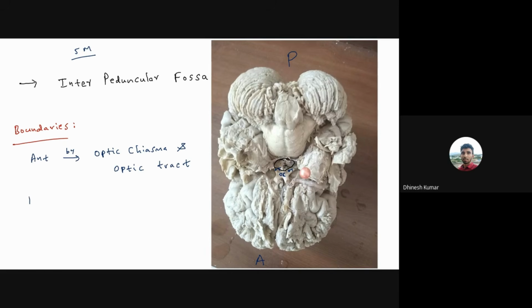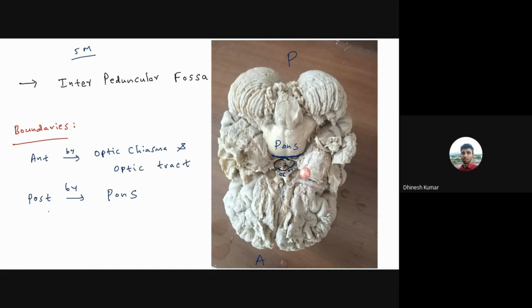Then posteriorly, the interpeduncular fossa is bounded by, this entire structure is pons, isn't it? So this is the posterior boundary of the interpeduncular fossa. So posteriorly it is bounded by the pons, upper border of pons.